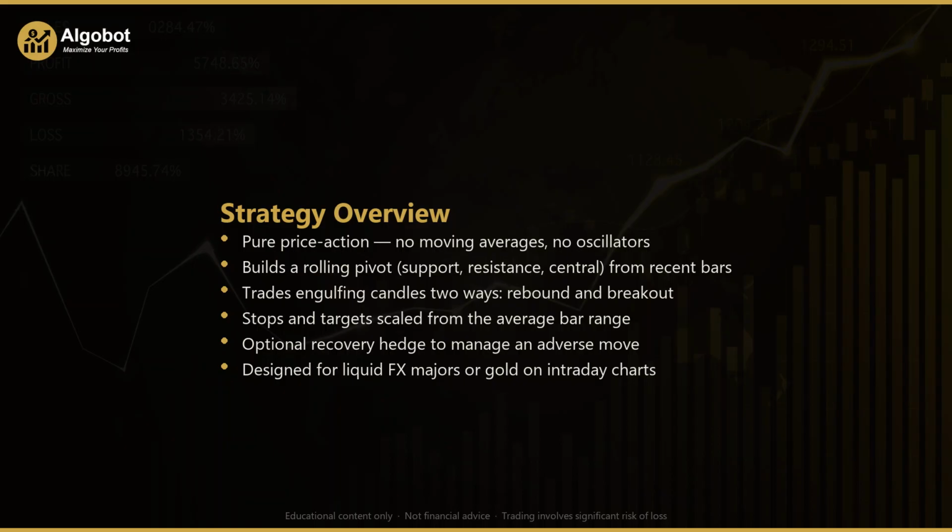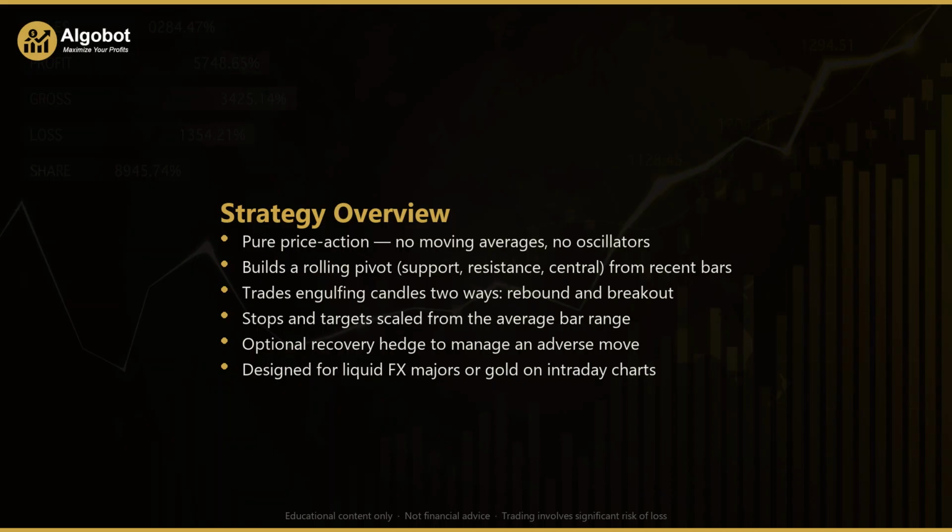A rolling pivot takes the highest high, the lowest low, and the most recent closing price over a window of past candles, and from those three values it calculates a central pivot point, a resistance level above it, and a support level below it. Unlike a traditional daily pivot that stays fixed for the whole session, this one recalculates on every new bar, so it constantly adapts to the most recent price behavior. Once that framework is in place, the strategy watches for a specific candle pattern, the engulfing candle. It then reads that pattern in two distinct ways, which we'll explore in detail shortly.